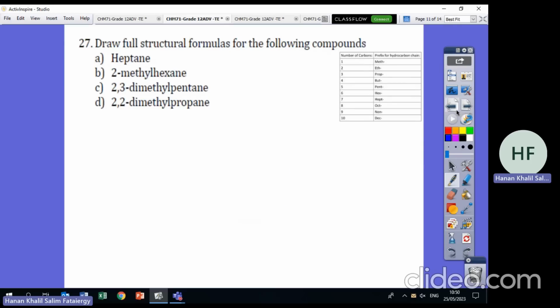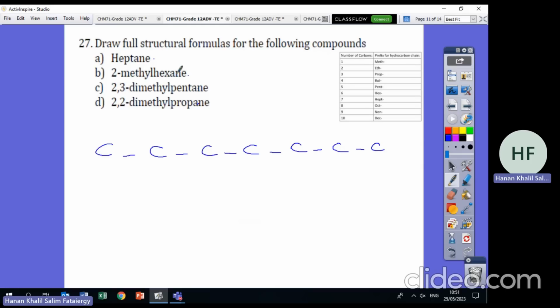Okay, yalla, draw the structural formulas of the following compounds. Notice that this is straight and these are branched. Okay, pause the video and use these prefixes if you want. Hept means 7 carbons and ane means single bond. 1 2 3 4 5 6 7. Put the H's and find the molecular formula by yourself.